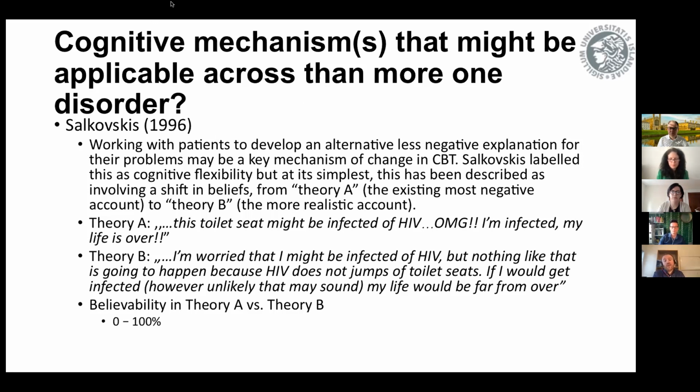And here you can see Theory A and Theory B of a recent patient that I was treating. And according to Paul, what he measures is the believability in Theory A versus Theory B. So when treatment is going well, Theory A should be going down and Theory B should be going up. Change slides.